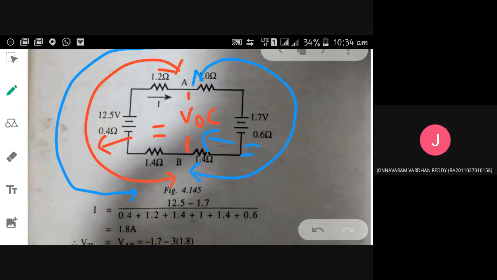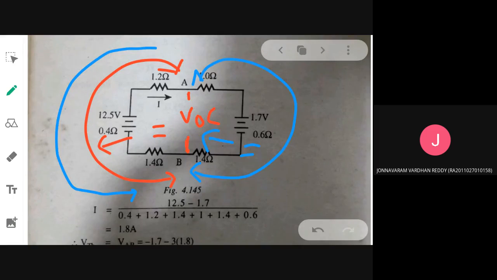What is the voltage source that is present? Voltage rise element. 12.5, ma'am. The voltage rise element is 12.5. What are the voltage drop elements? There is a 1.2, there is a 1.4, there is a 0.4 across which voltage will drop. So 1.2 plus 1.4 plus 0.4, into the current that I have determined. What is the current value? 1.8. What is the answer?